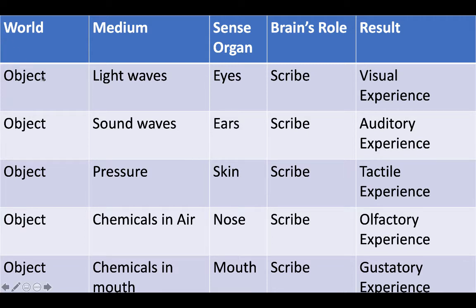You have your object in the world, maybe a cello. It reflects light waves which strike your eyes. Your brain acts as a scribe to create a visual experience. Then there's the cello, which creates sound waves, which strike your ears. Your brain acts as a scribe, producing auditory experience. Maybe you touch the cello. There's mechanical pressure on your skin. Your brain acts as a scribe, taking the signal from your skin to create tactile touch experience.